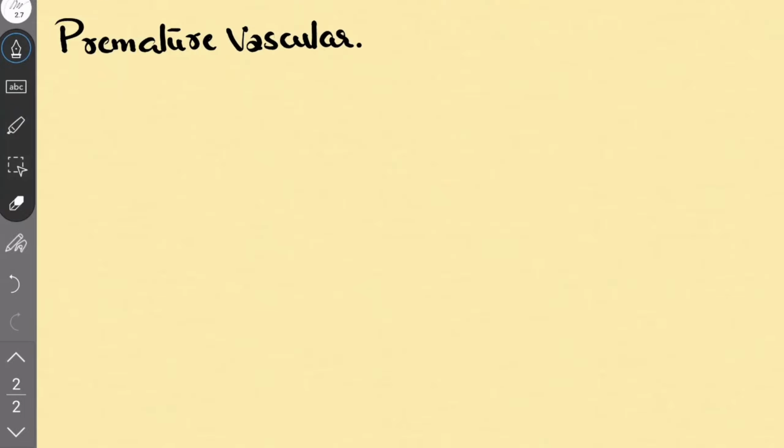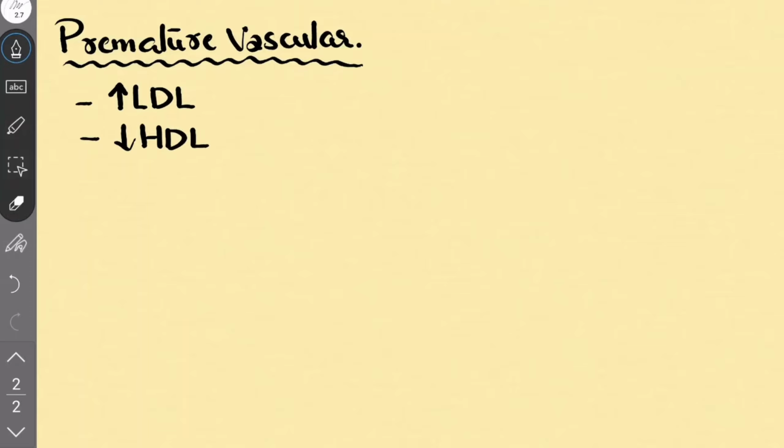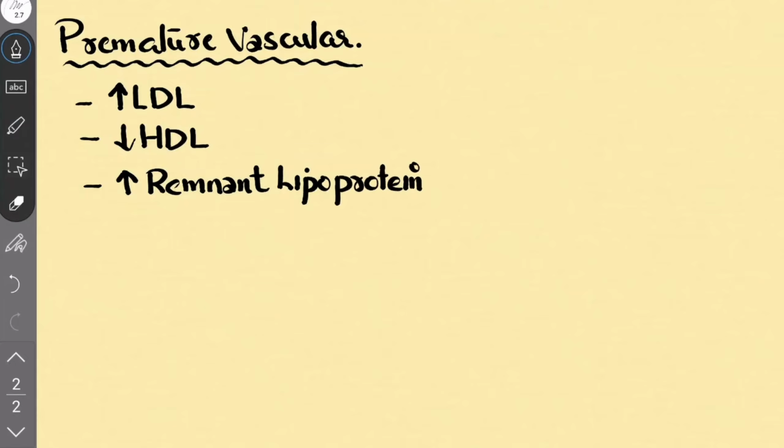The main villain is deranged lipid metabolism. Some causes are high LDL level, less HDL, increased remnant lipoprotein, and LPA, that is the sixth class. So these are the main problematic conditions causing premature vascular problems.